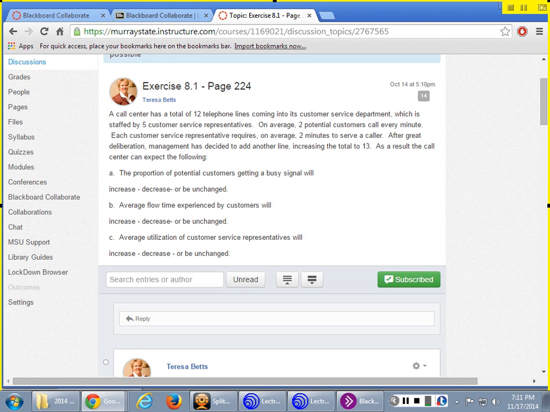We added a line, so it should decrease, because there's another line for them to be put on hold. So on average, that will decrease.